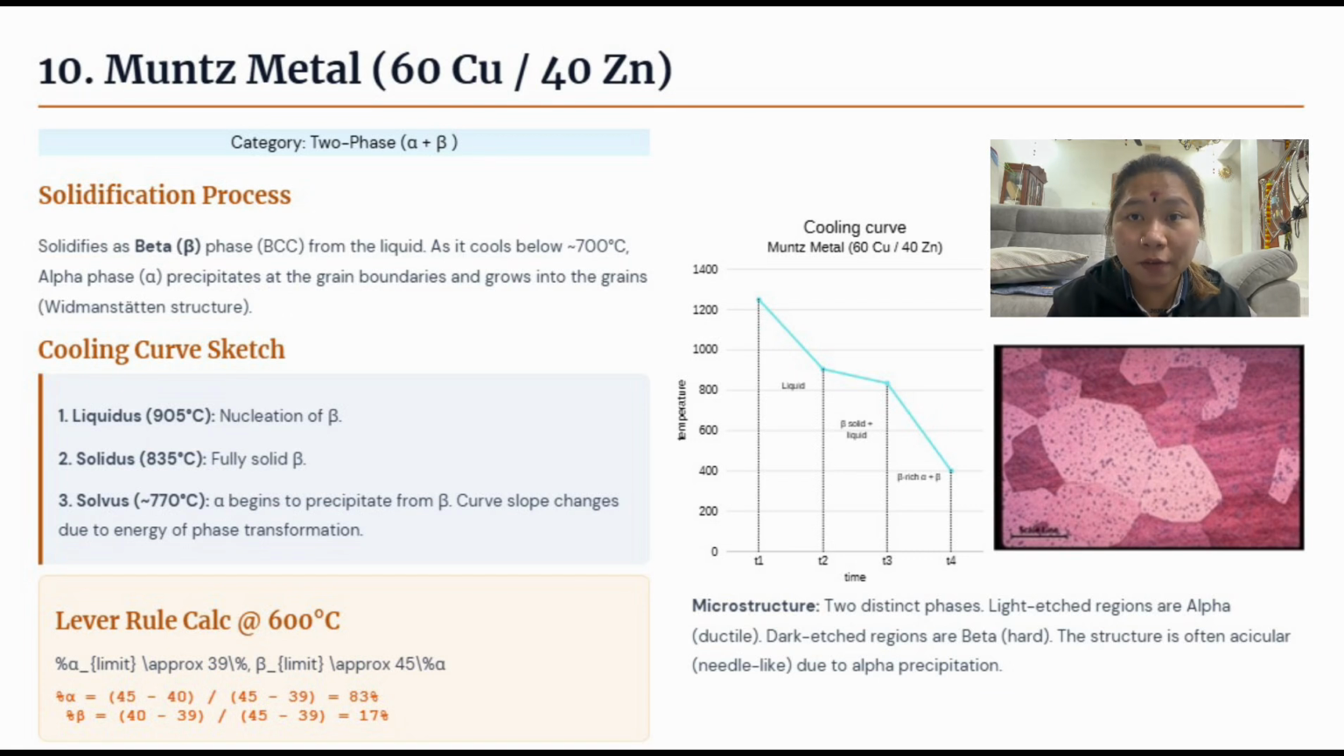working. The beta phase becomes very plastic at high temperature, allowing us to forge or extrude complex shapes that would be impossible with single-phase brass. Common applications include architectural panels and marine hardware due to its excellent wear resistance.